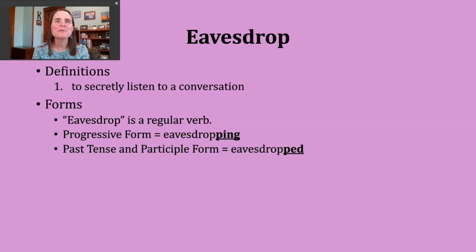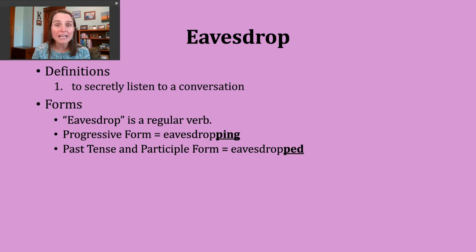Now, we should all know that eavesdrop is a regular verb. If you want to make the progressive form of this verb, we are going to double the ending P because our verb ends in that consonant-vowel-consonant pattern. Okay? And we do that before we add -ing. The progressive form of our verb is pronounced eavesdropping. Okay.